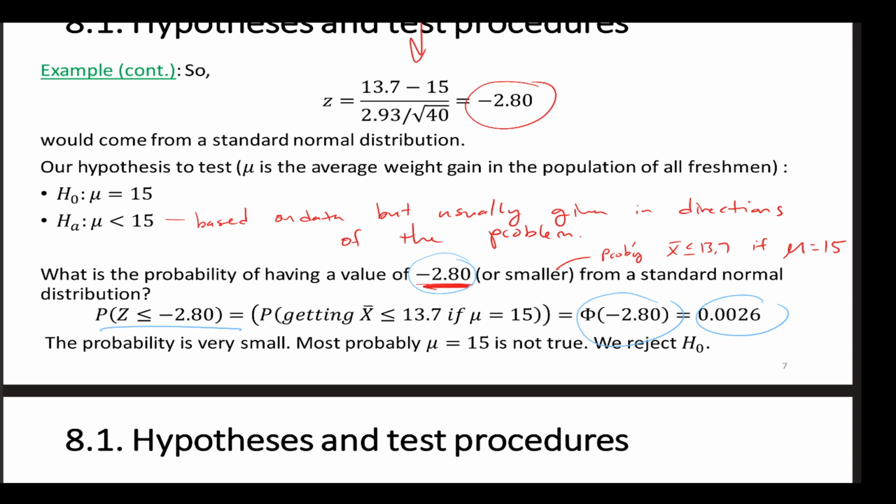Probability very small. Most likely, mu is not 15, because out of our sample of 40 students, we got an average of 13.7. So we could reject the null because this probability is very, very small.